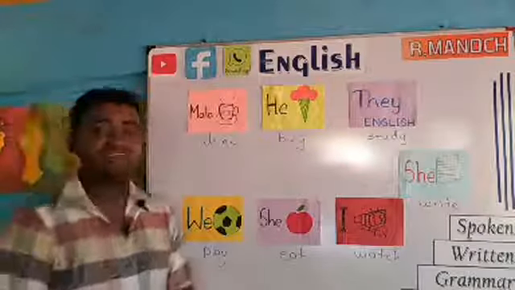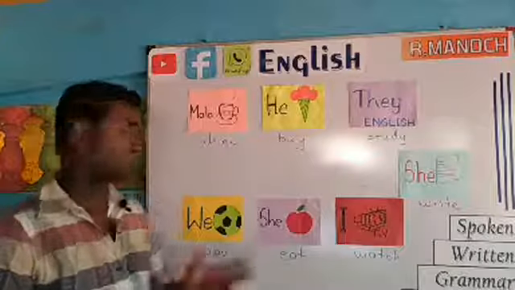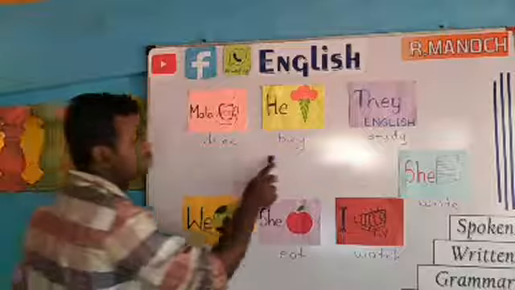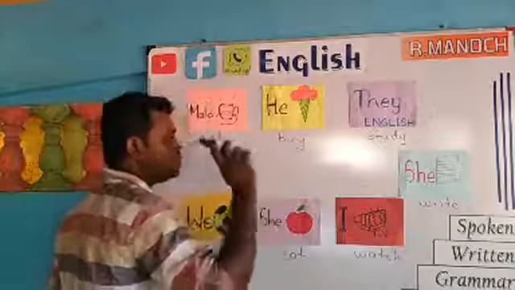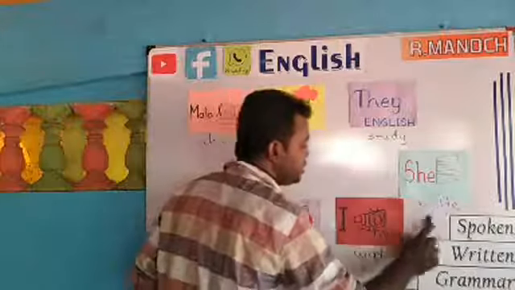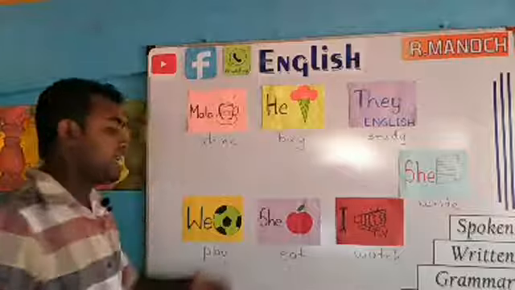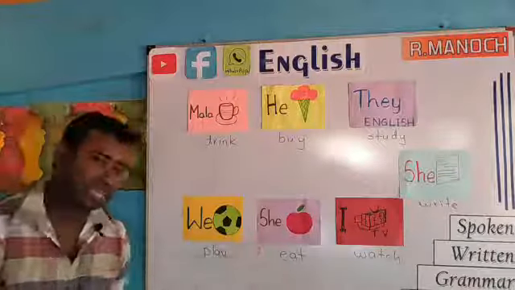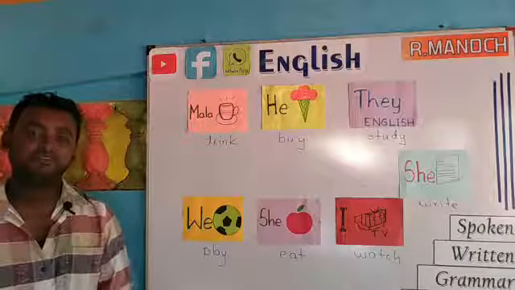Now, finally, future perfect continuous negative form. Mala will not have been drinking a cup of coffee. He will not have been buying an ice cream. They will not have been studying English. He will not have been writing a letter. I will not have been watching TV. She will not have been eating an apple, and we will not have been playing football.